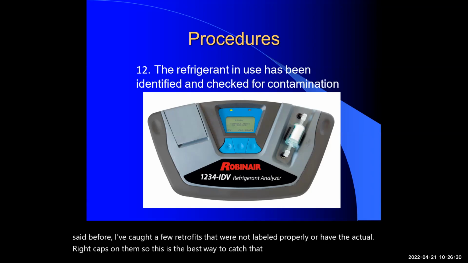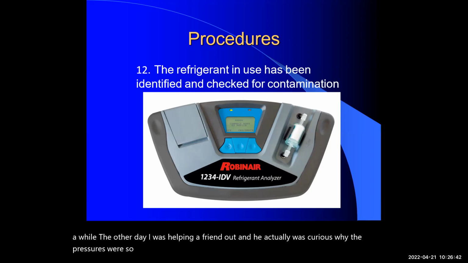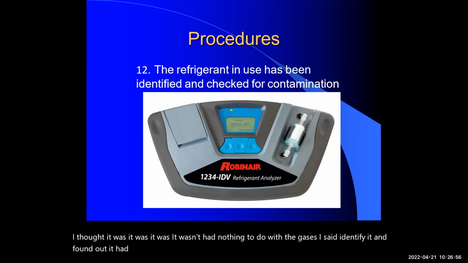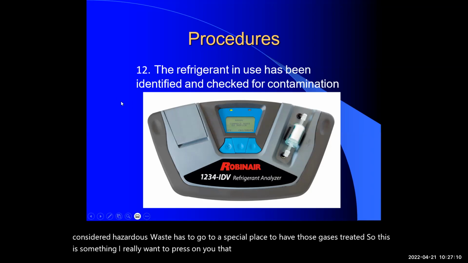And we still have some issues once in a while. The other day I was helping a friend out, and he was curious why the pressures were so weird. And I said, "Did you identify it?" And he said, "No. I thought it had nothing to do with the gases." I said, "Identify it," and I found out it had propane in it. That takes a whole different machine, and then it's considered hazardous waste. It has to go to a special place to actually have those gases treated. So this is something I really want to press on you, that you make sure you identify it.